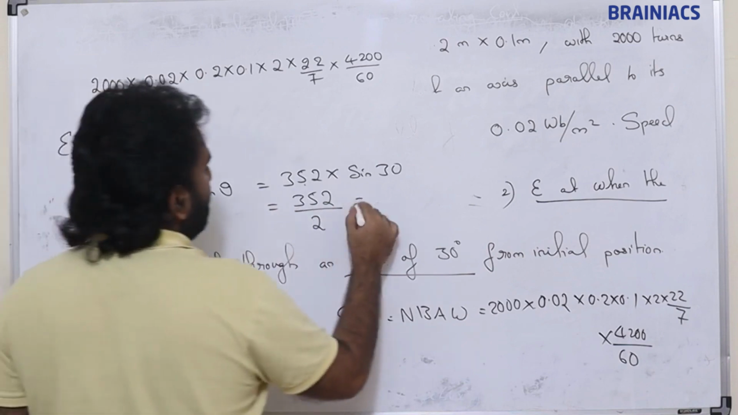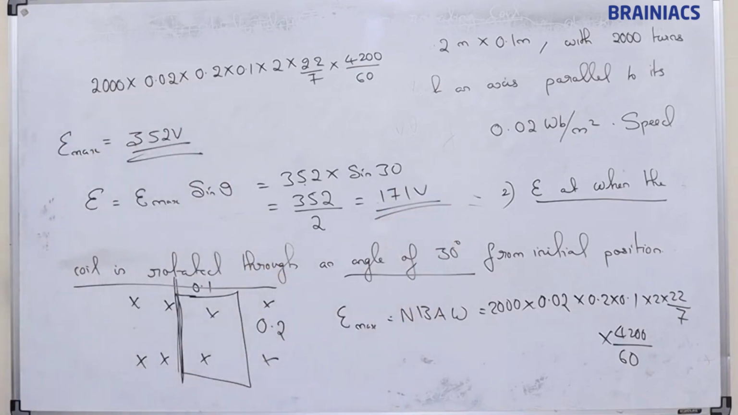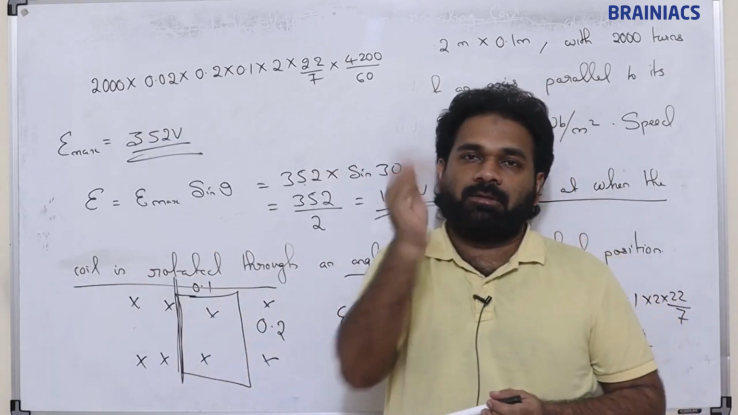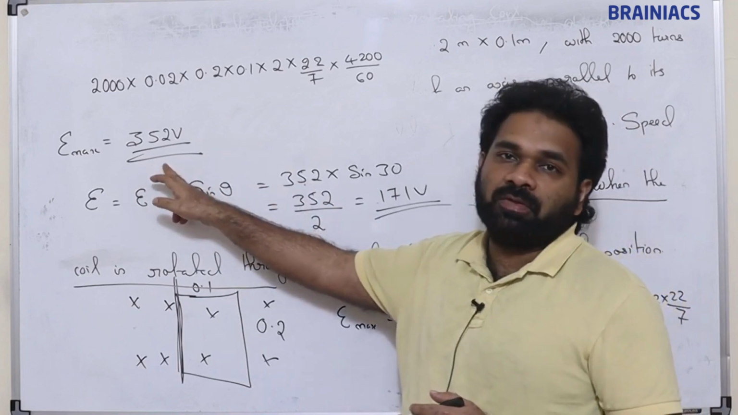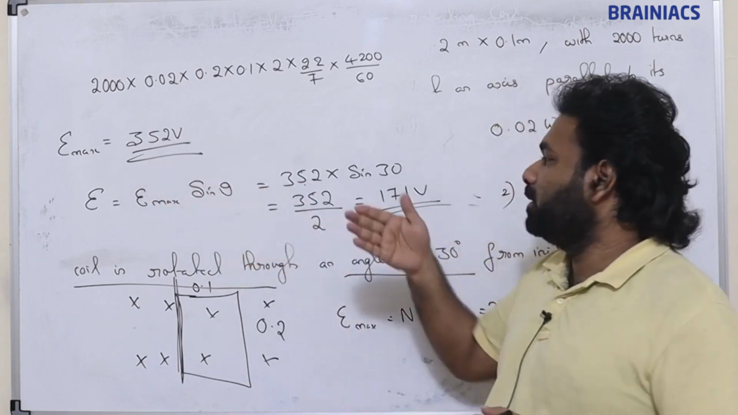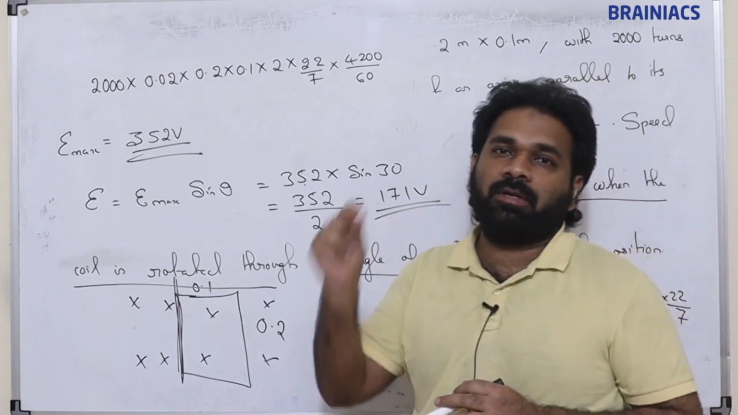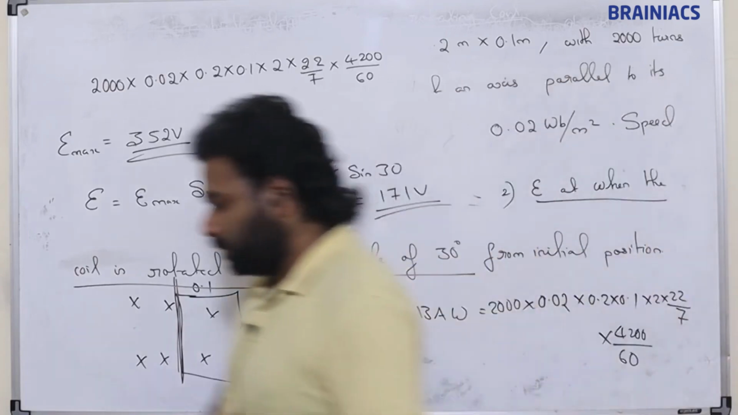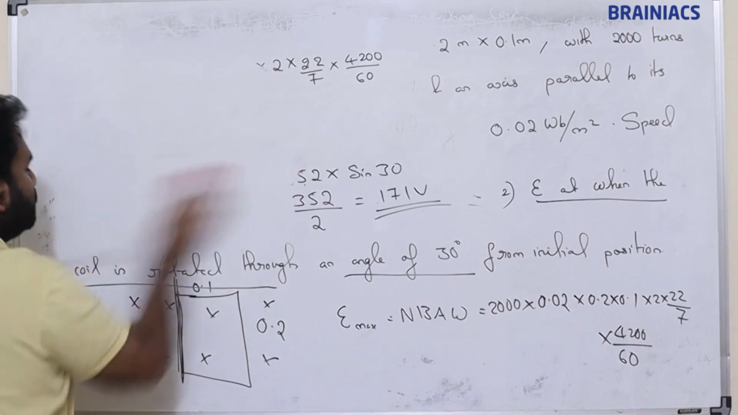So this is going to be 171 volt. So this is the instantaneous value of EMF, the EMF when the coil is at a 30 degree angle. So maximum EMF is 352, and when it is turned 30 degree, that is the instantaneous value. The EMF at the instant of 30 degree is 171 volt. Clear? Hope you understood.